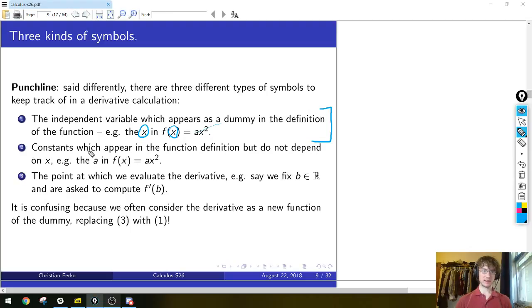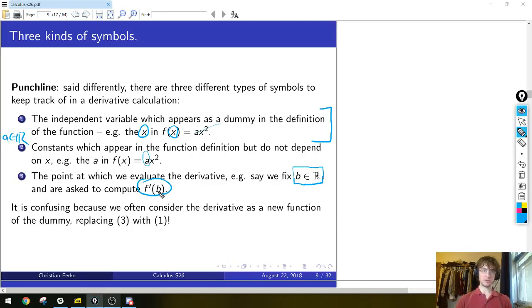The second kind is a constant, so you say fix, for instance, some a in the reals, and then put that constant in the definition of your function, but because it is fixed, it does not depend on x. So this is like the a in that g of a example. The derivative of this a is 0, because it's a constant. This is the second kind of symbol that will appear. And then the third, this is why I've been very explicit about computing the derivative at some point b, right? This is the point at which you evaluate the derivative or find the slope of the tangent line, say some point b in the reals.